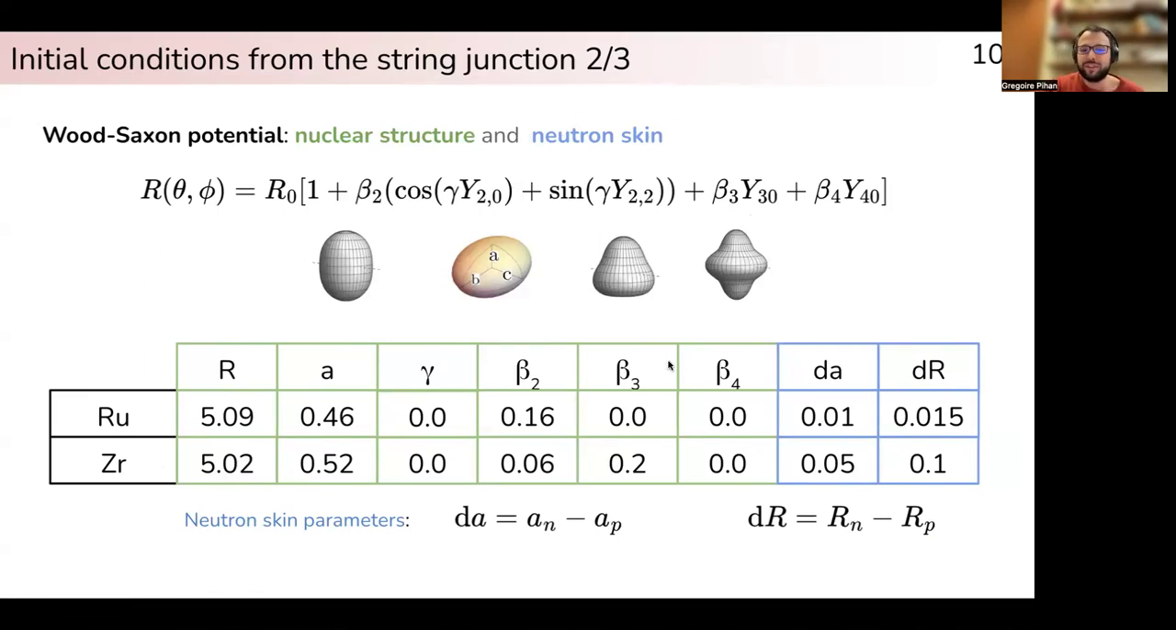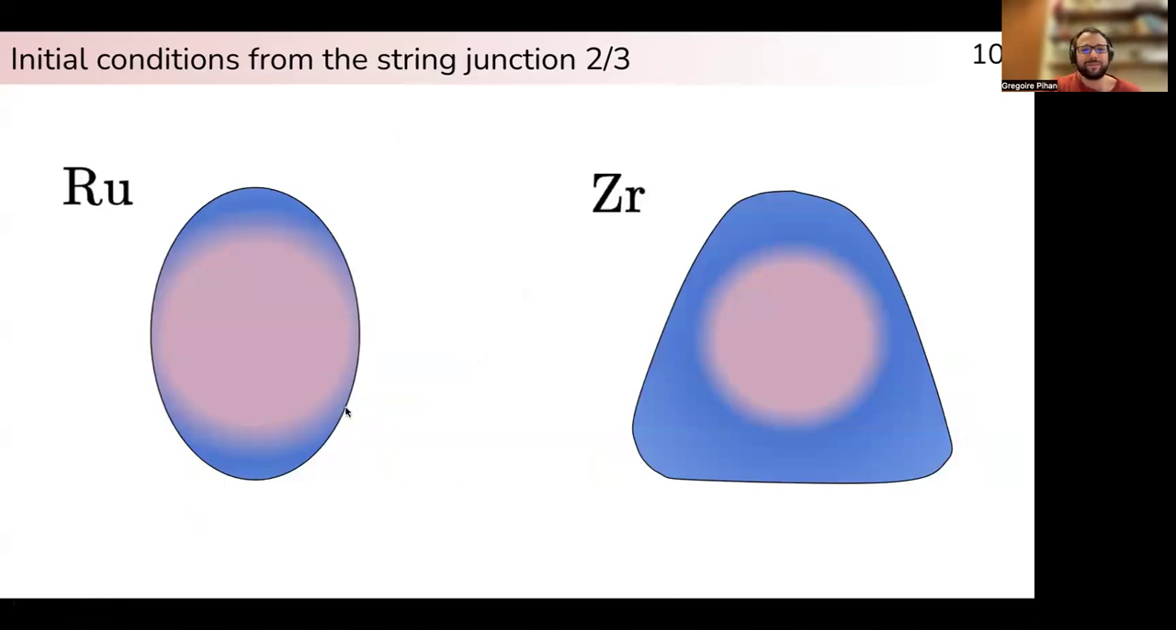And just to give you an intuition, I just drew you some wonderful ruthenium and zirconium nuclei here. So basically, the ruthenium looks like that. Here in the middle, it's violet, so you have both protons and neutrons. And here you have more neutrons on the side. And the zirconium has a larger neutron skin, and it's a more triangular shape.